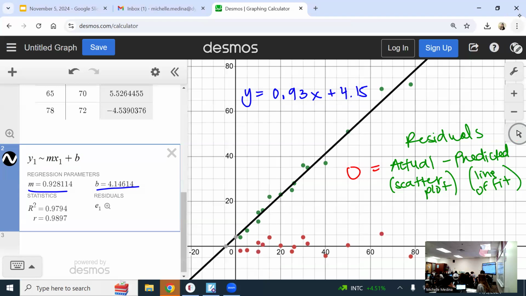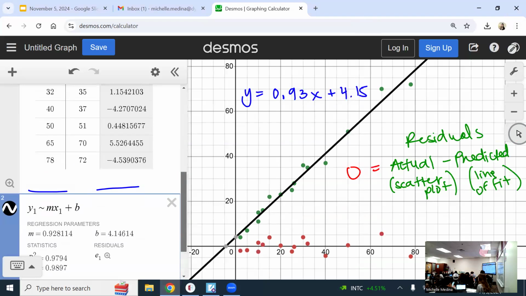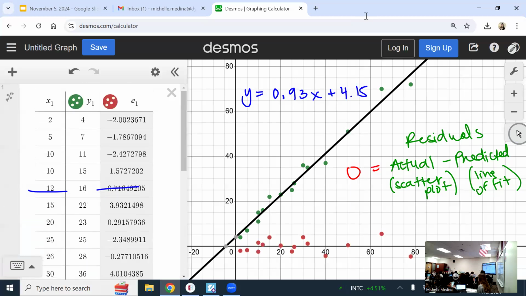So look at what it did to the table too. For each x value, you have an actual y value and the predicted y value from the line. They don't have the predicted shown, but what they have here are the residuals. For the first one, it's off by about 2. For the second one, it's off by about 1.7, things like that. So pretty close. The closer your residual plot is to your x-axis, the better linear model you have.